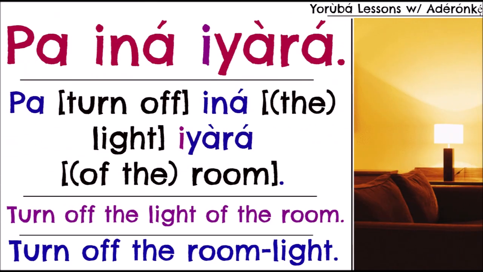Pa ino iyara. Some people choose to leave the E in iyara out: Pa ino yara. Say wa nu yara. I suppose you could say that, but the full word is iyara. Pa ino iyara. Pa is to turn off, to shut off, to power off. Turn off would apply to room lights anyway. Pa, turn off. Ino, the lights.